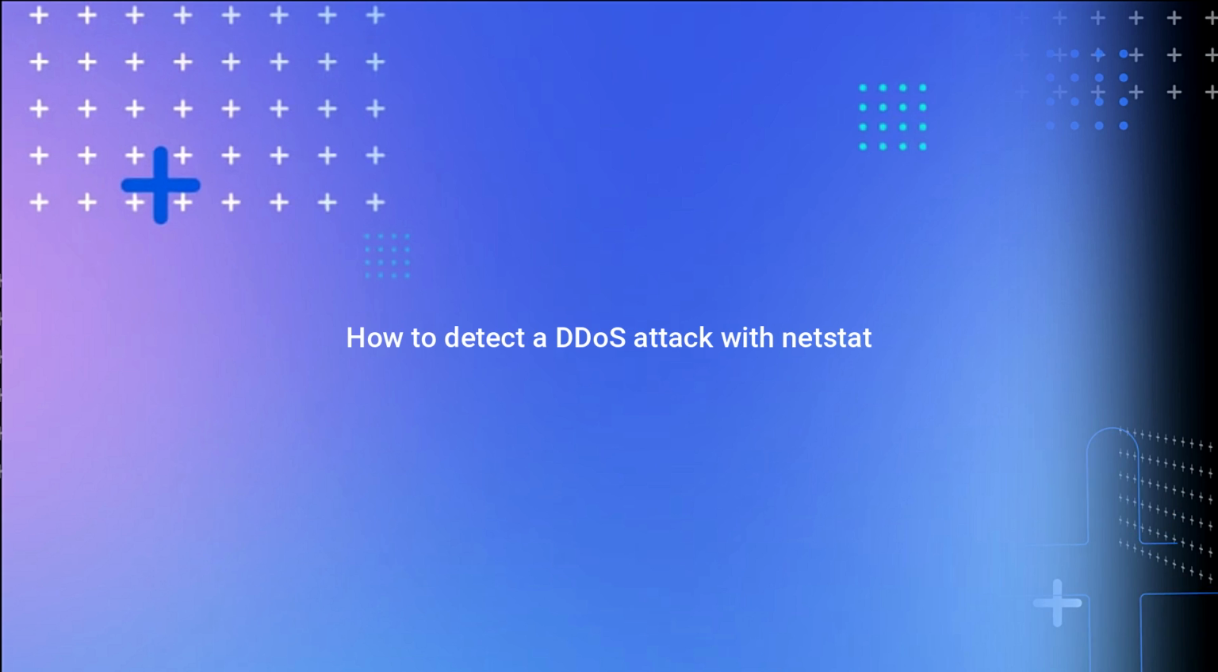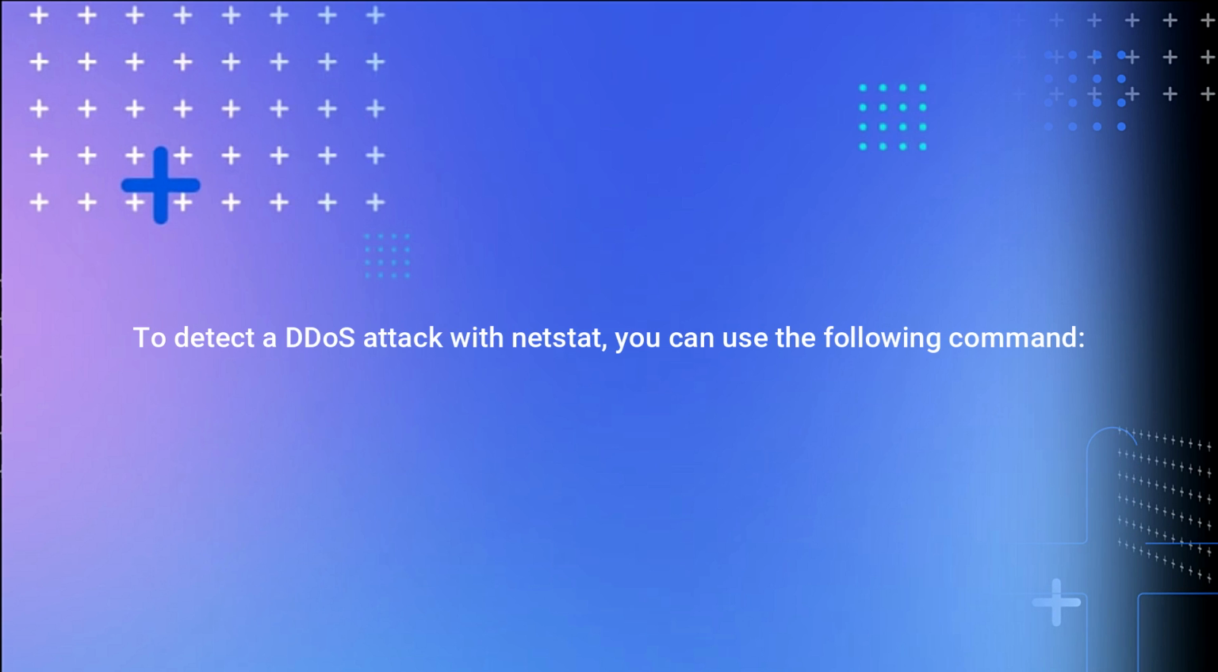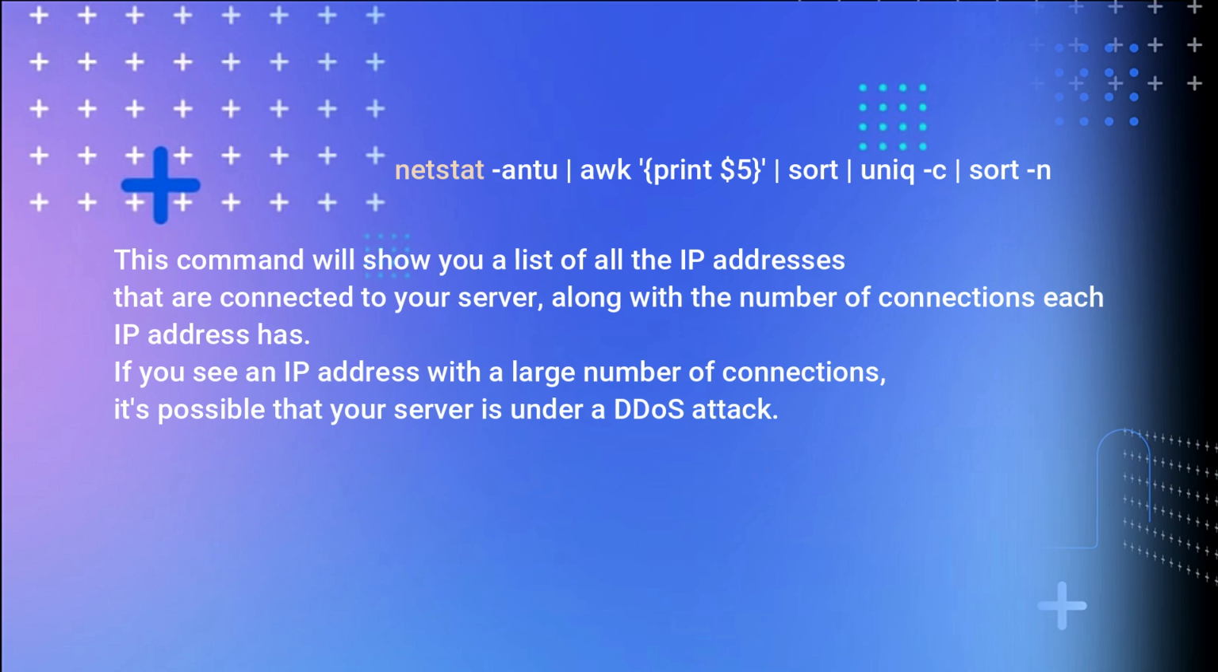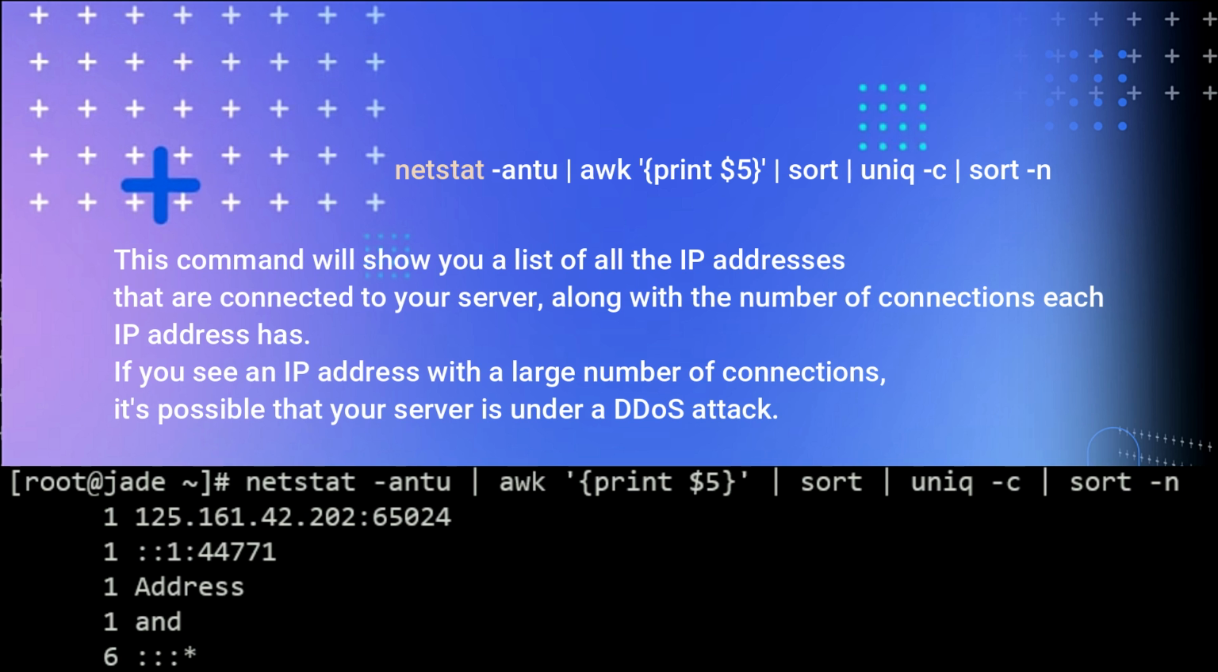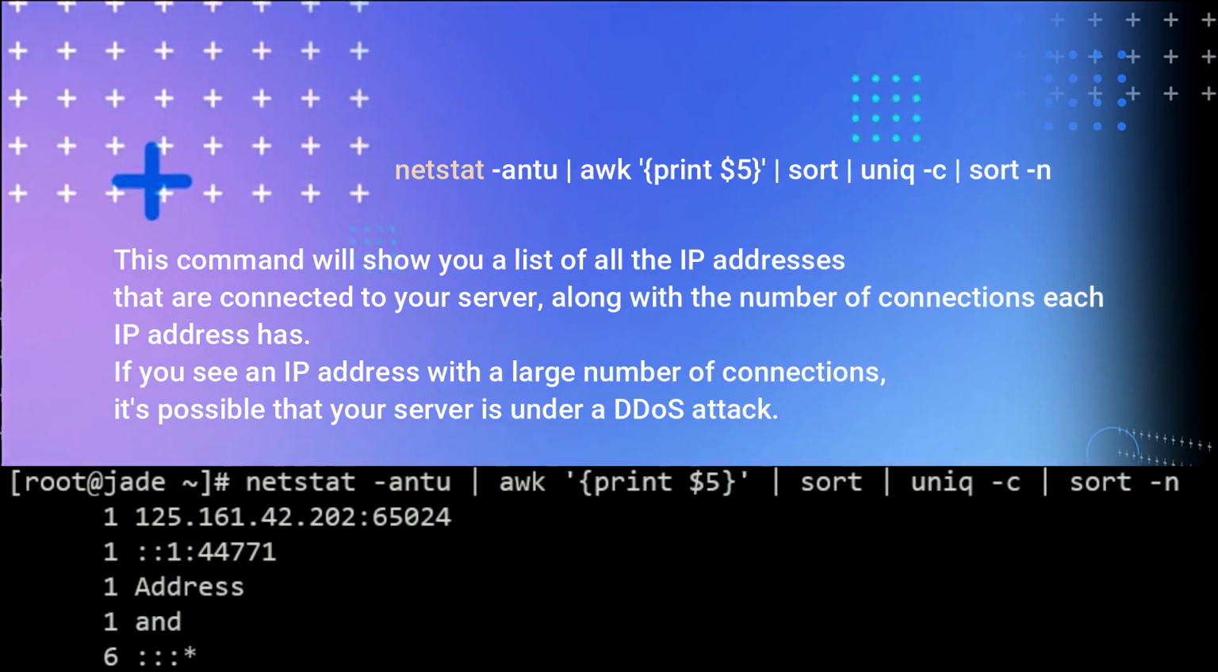How to detect a DDoS attack with Netstat. To detect a DDoS attack with Netstat, you can use the following command. This command will show you a list of all the IP addresses that are connected to your server, along with the number of connections each IP address has. If you see an IP address with a large number of connections, it's possible that your server is under a DDoS attack.